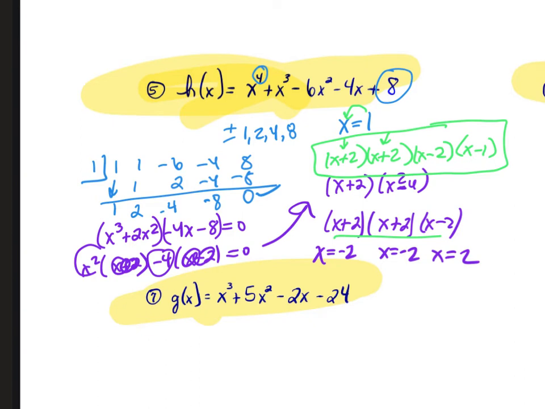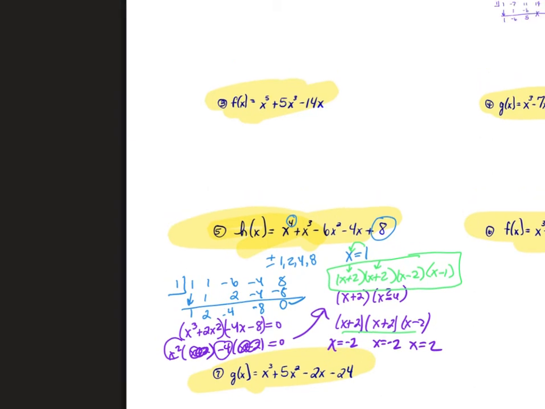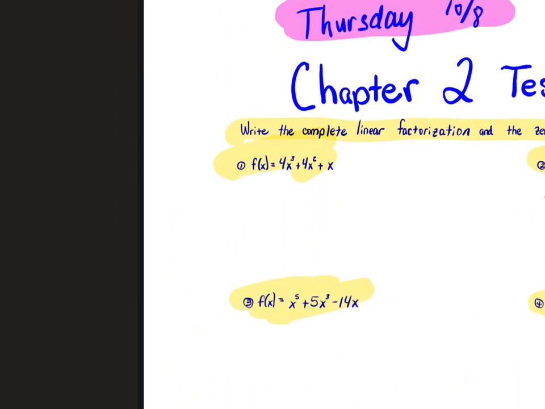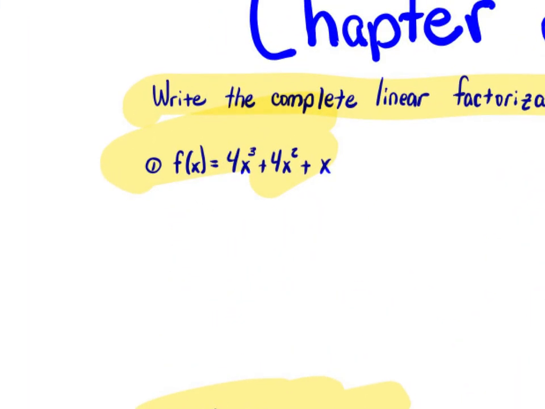Because I'm not asking you to solve and tell me that there are 2 zeros at -2. You actually have to have that linear product so I can see that when I multiply together, that's what I get. Quickly, let's go up to number 1. All right, take out a GCF first.